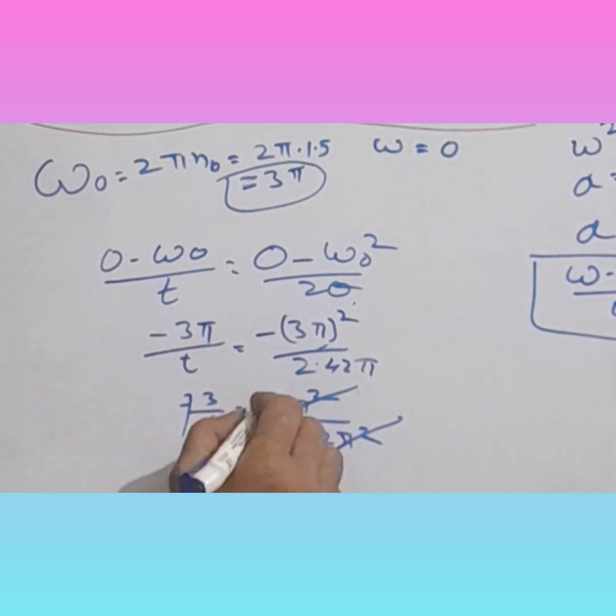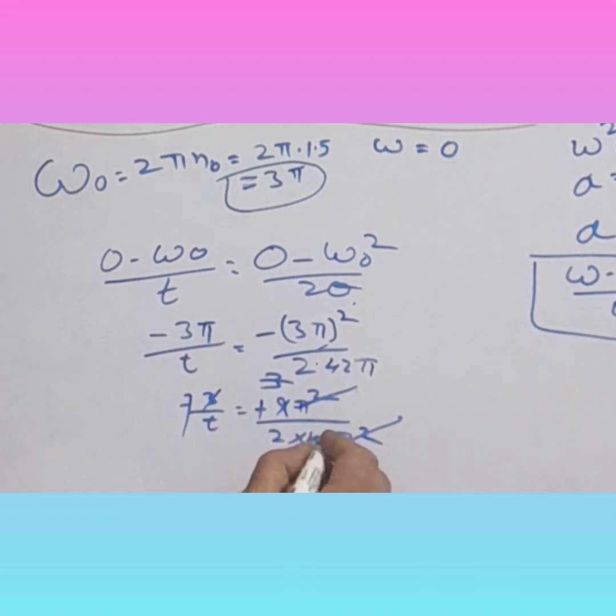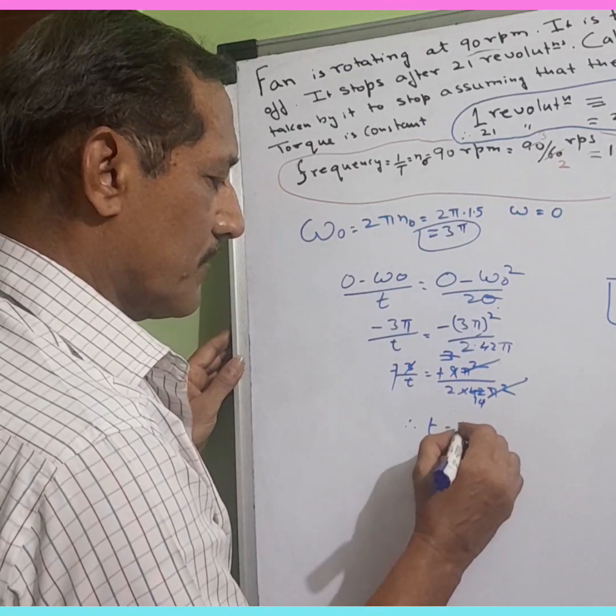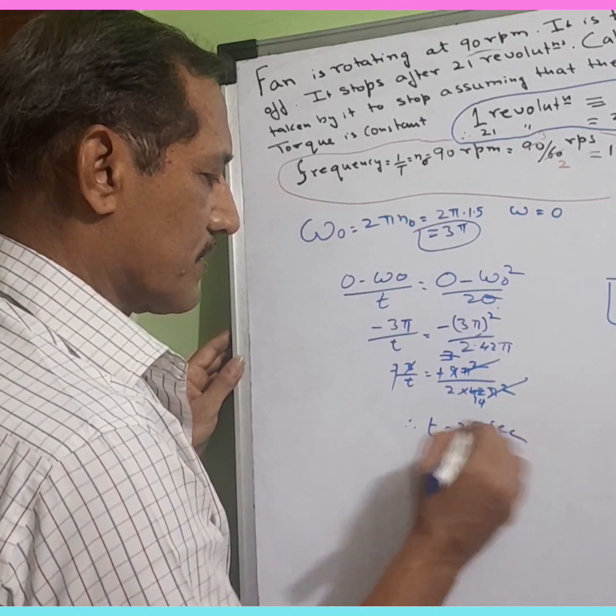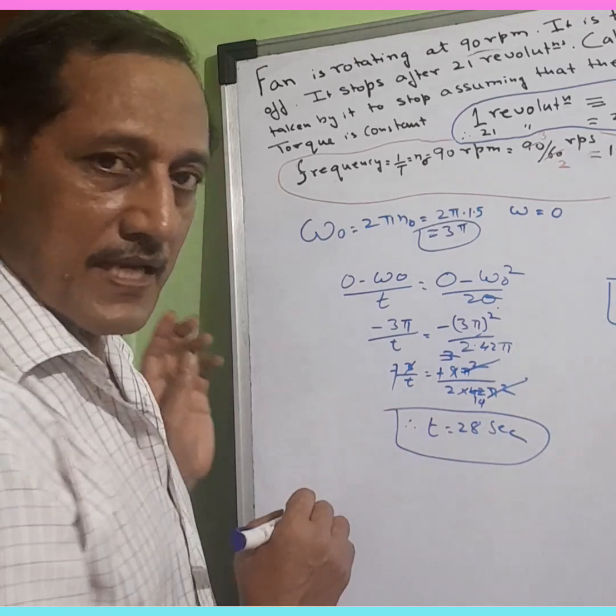Now minus also goes. Then 3 is a 9. 3, how much are 42? 3 ones are 3, 3 fours are 12. So it is 28. Therefore, t is equal to, I'll take t there, 2 into 14, so it becomes 28 seconds. Alright, so this is your answer.